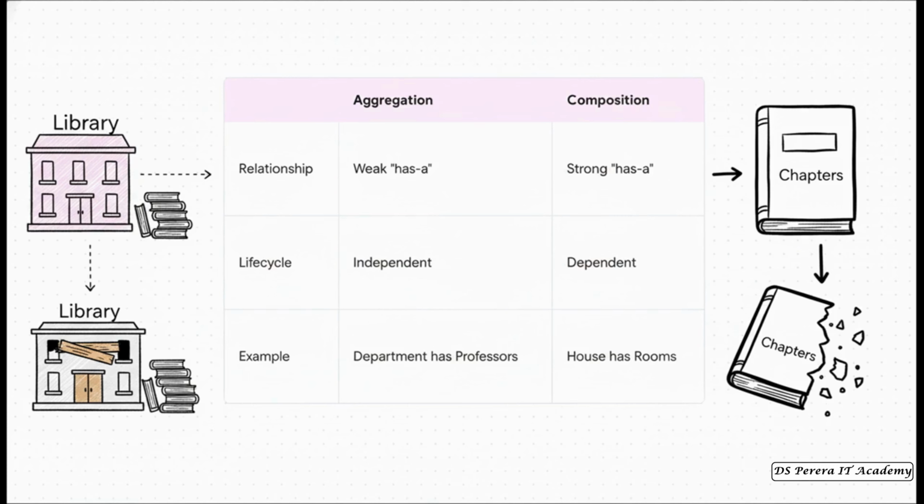Okay, next, what about their life cycles and independence? This is the big one. In English, in aggregation, the parts can exist independently because their life cycles are not tied. But in composition, they absolutely cannot exist independently because their life cycles are tied.